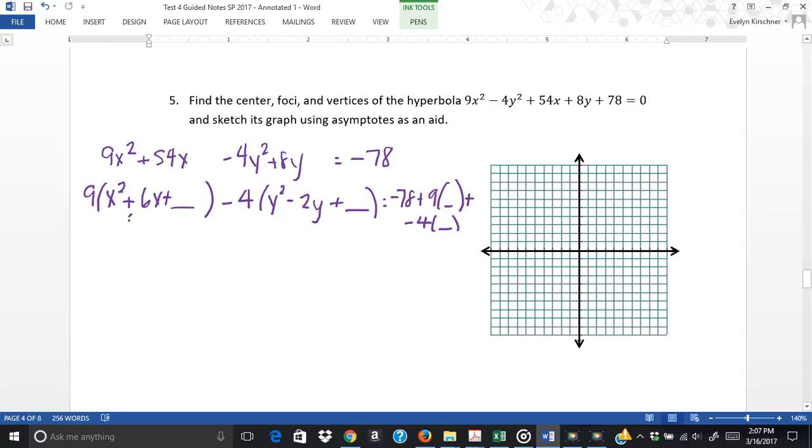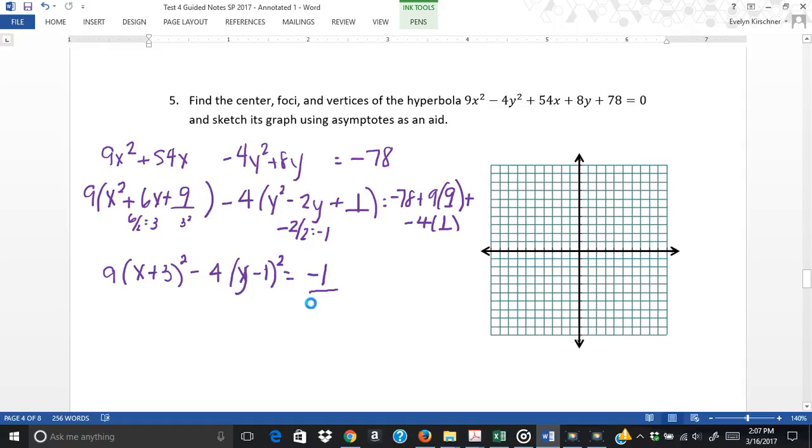So here I have 6. Half of 6 is 3. 3 squared is 9. So there's going to be a 9 here. And here I have negative 2 divided by 2 is negative 1. 1 squared is 1, so I'm going to add a 1 here. So I have, to start with, 9 times (x plus 3) squared minus 4 times (y minus 1) squared. And if I add it all together, I get negative 1.